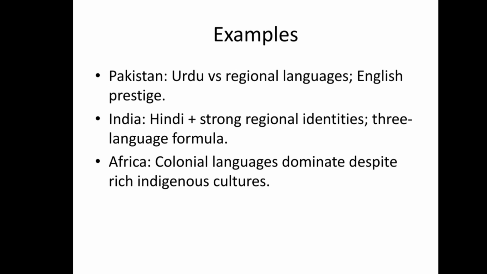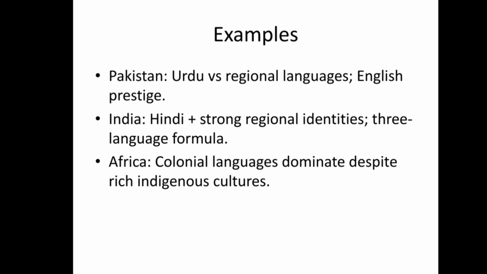Another, these are the examples. Let's look at some real examples. In Pakistan, Urdu is promoted as the national language. Regional languages often receive less support, and English has high prestige because it is linked with jobs and education. In India, Hindi is widely promoted, but strong regional identities also exist. And the three language formula tries to balance national and local needs.